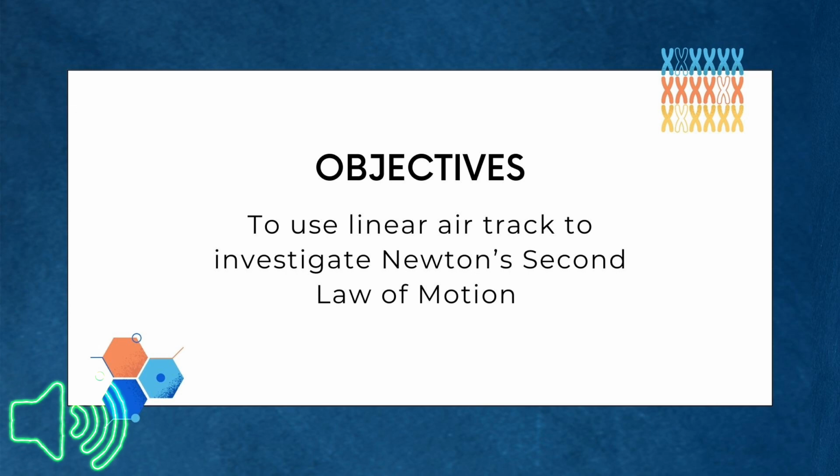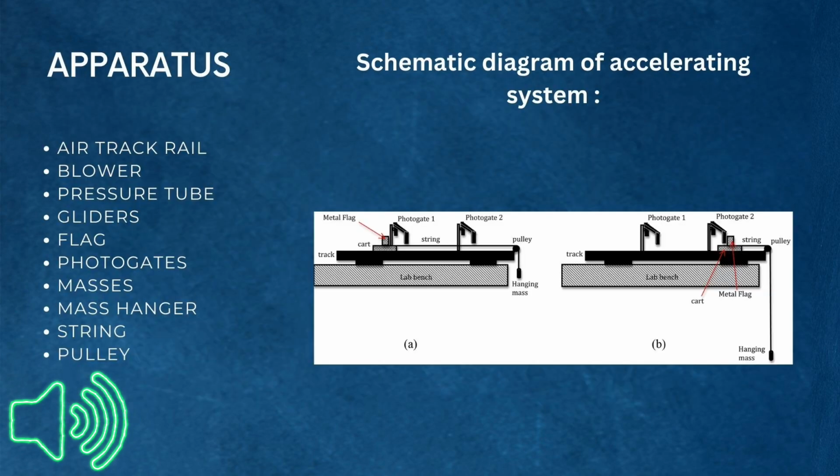Okay, first, we go to our objective of the experiment, that is to use a linear air track to investigate Newton's second law of motion. Then we go to the setup apparatus of this experiment. Our apparatus consists of the air track rail, blower, pressure tube, gliders, flag, photo gates, masses, mass hanger, string, and pulley. As you can see, there is the schematic diagram of the accelerating system that we have used.